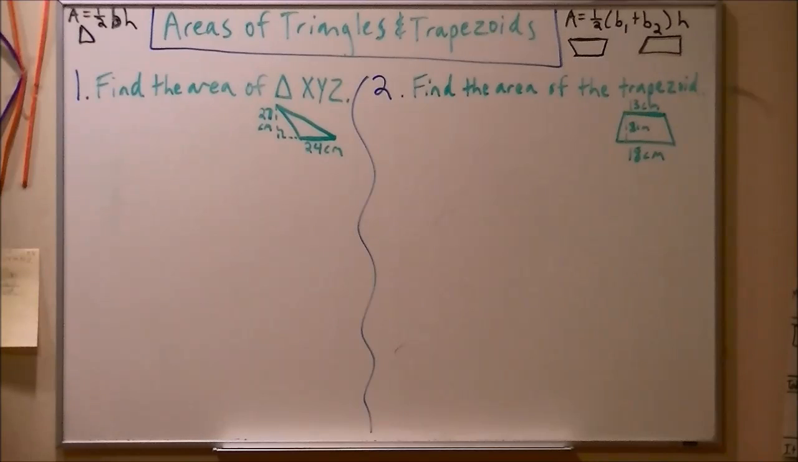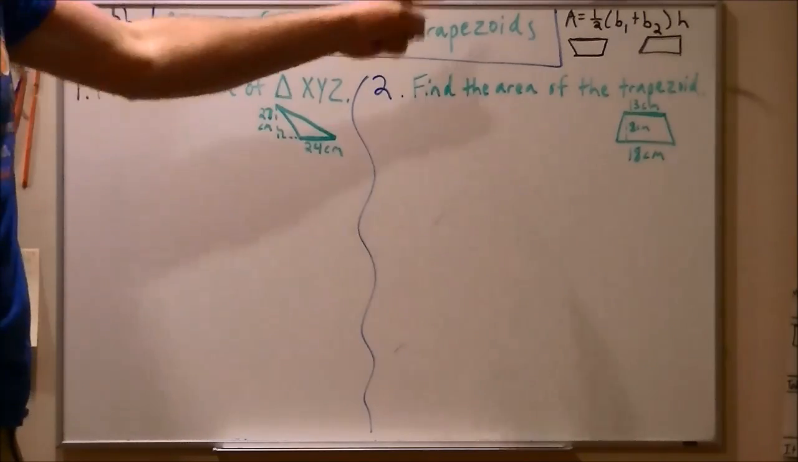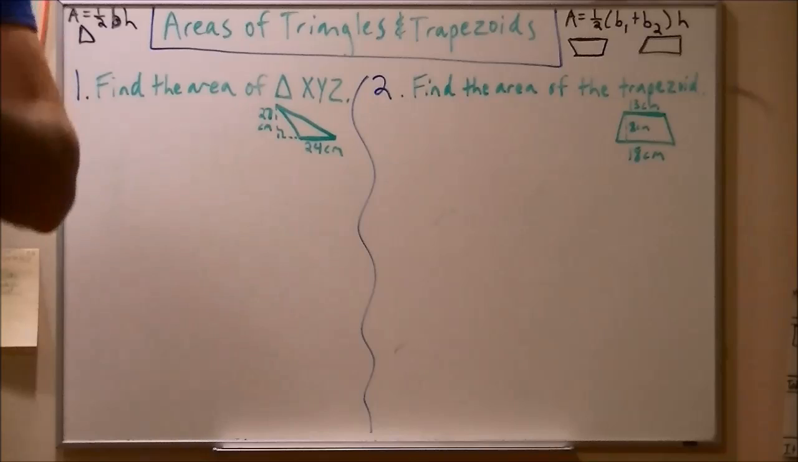Well, yesterday when we started off the chapter, we looked at the areas of parallelograms. We talked about squares, we talked about rectangles, about quadrilaterals. Well, we're going to be talking about the areas of triangles and trapezoids today.